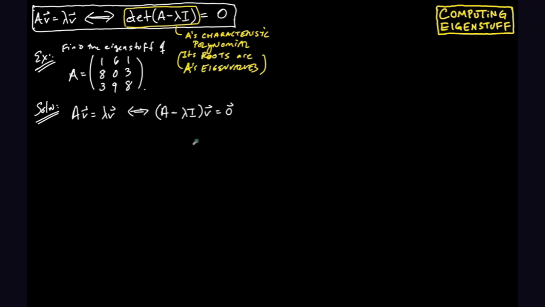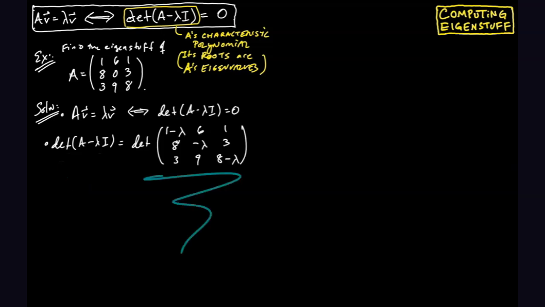And we recognize that for a matrix to map a non-zero vector, as eigenvectors must be, to 0, we must have that the determinant of that matrix is 0. So let's compute that determinant. The determinant of that matrix, which is going to be our characteristic polynomial, is going to be unpleasant to compute. Again, not hard, just unpleasant.